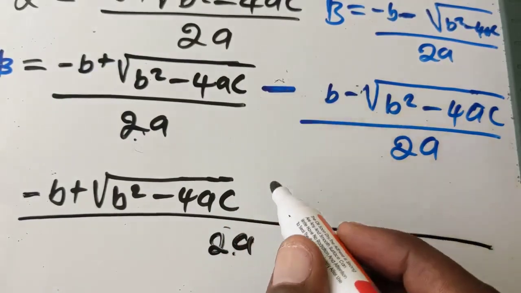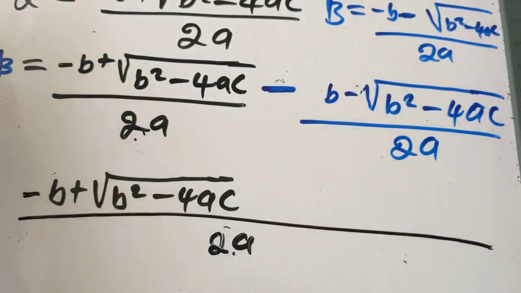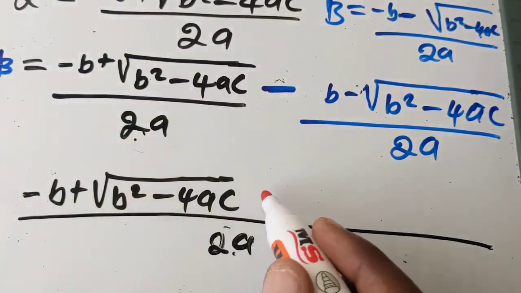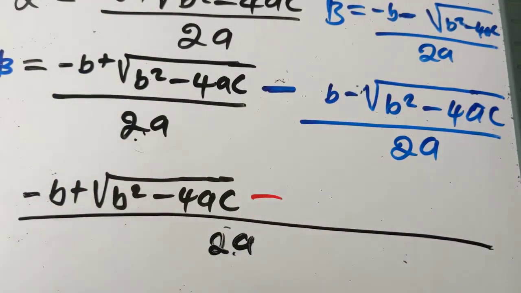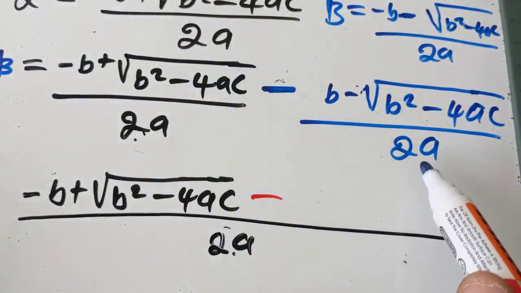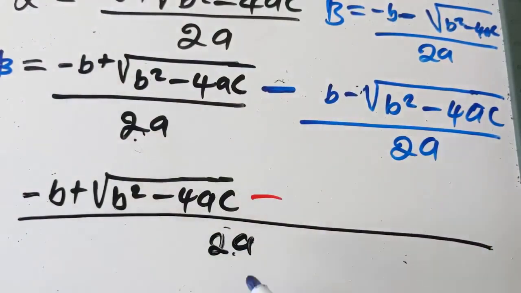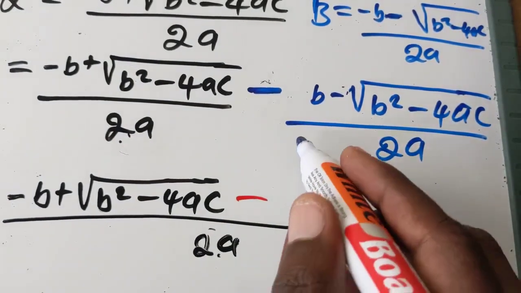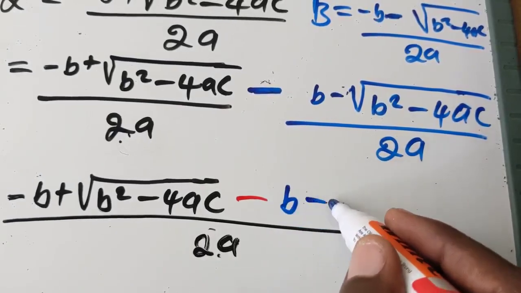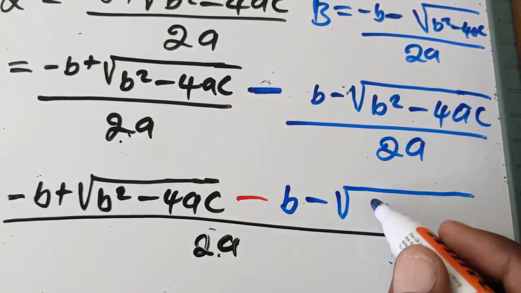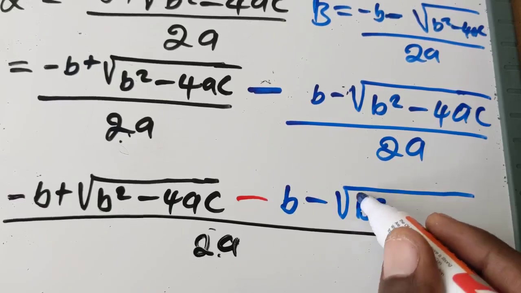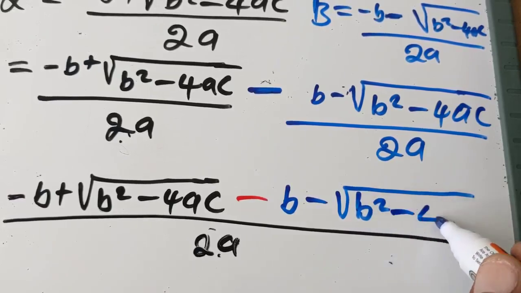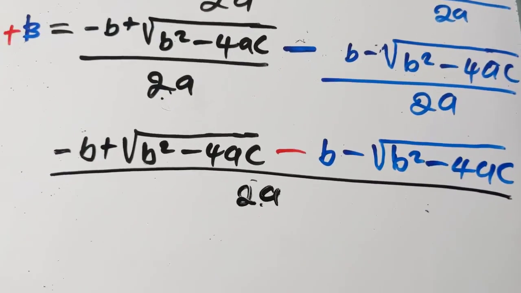Then this minus, you put the minus. 2a into 2a is just 1. So 1 times this part is going to give you that same one. So it will be what? Negative b minus root of b squared minus 4ac, like that. That is what it is going to give you.